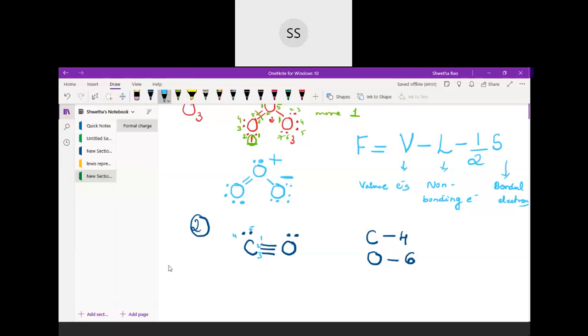And then come to this oxygen: 1, 2, 3, 4, and then 5. They were supposed to have 6, so this oxygen has only 5 electrons. So what will happen to the charge now? What charge should carbon carry? Because according to the number of valence electrons, it is not tallying. So what should we do here? How will we assign the formal charge for them?